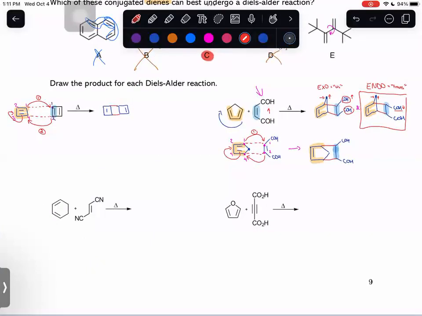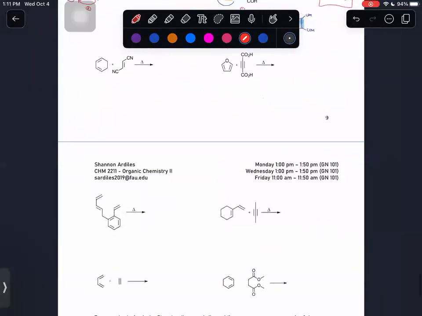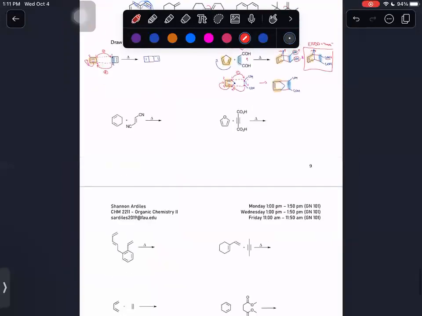Is endo the major product? Lately, he's been asking for the major product. So yeah, he's been asking for endo. So it's better to look out just for what's in the power.